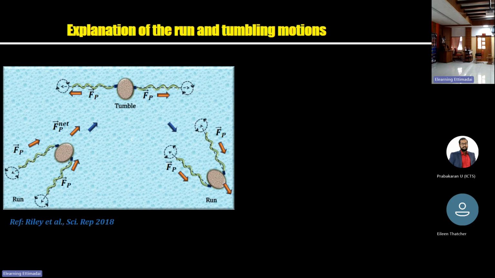So this is the simplified version of the hydrodynamics theory. There are a lot of other theories, but I am not going into the details.